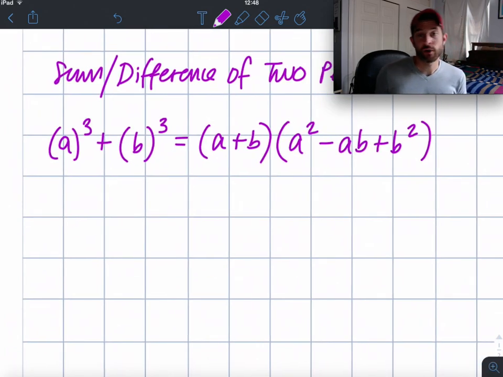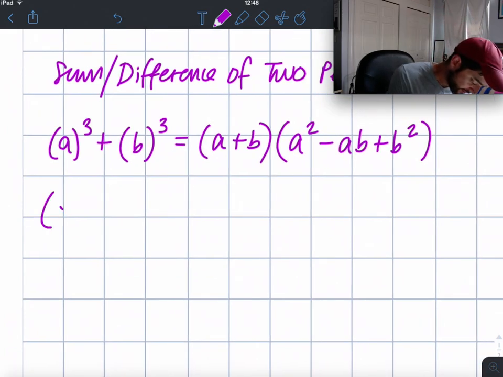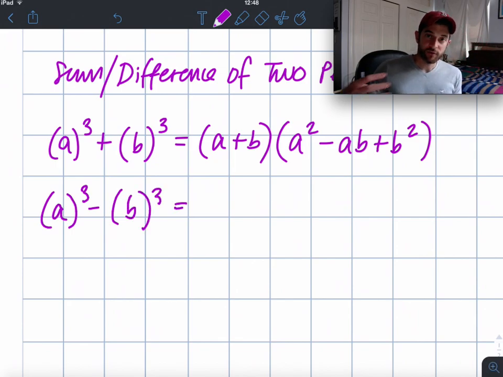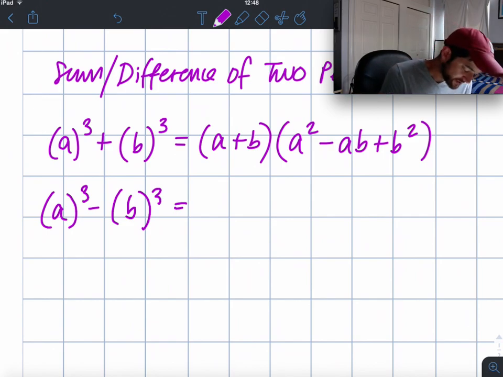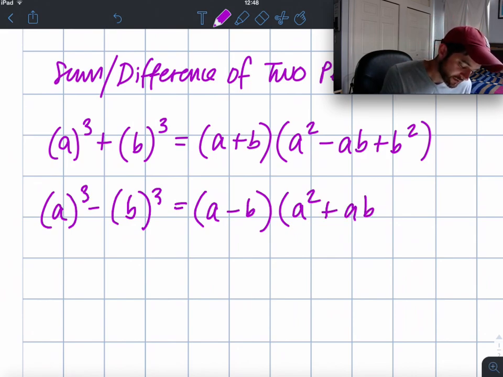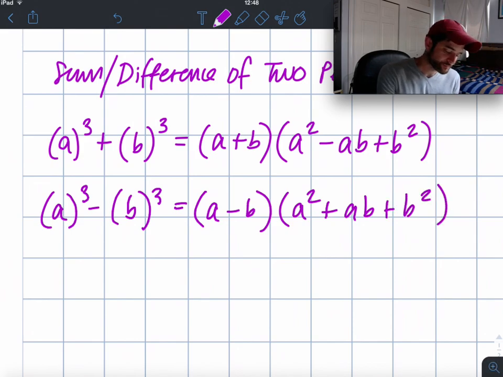The difference equation is very similar. You have a cubed minus b cubed to start. And notice that if you have the sum, the binomial factor that you have first is a sum. Well, that's also the case for the difference. So if you have a cubed minus b cubed, your first factor is a minus b. And then your quadratic trinomial as the other factor is a squared plus a times b plus b squared.